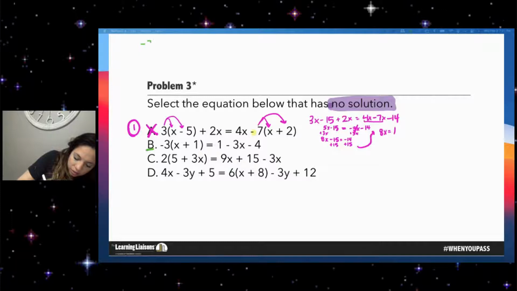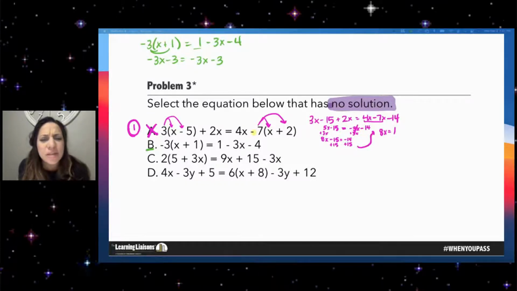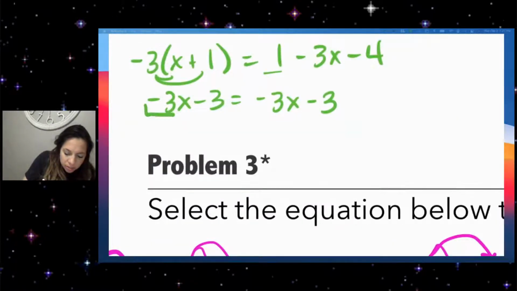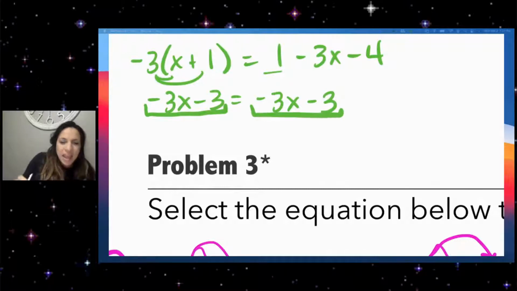Let's go ahead and do letter B. Negative 3 times x plus 1 equals 1 minus 3x minus 4. So I'm going to distribute. Negative 3x minus 3 equals negative 3x, and 1 minus 4 is negative 3. What do you notice about that? What do you notice about these two equations? They are exactly the same.